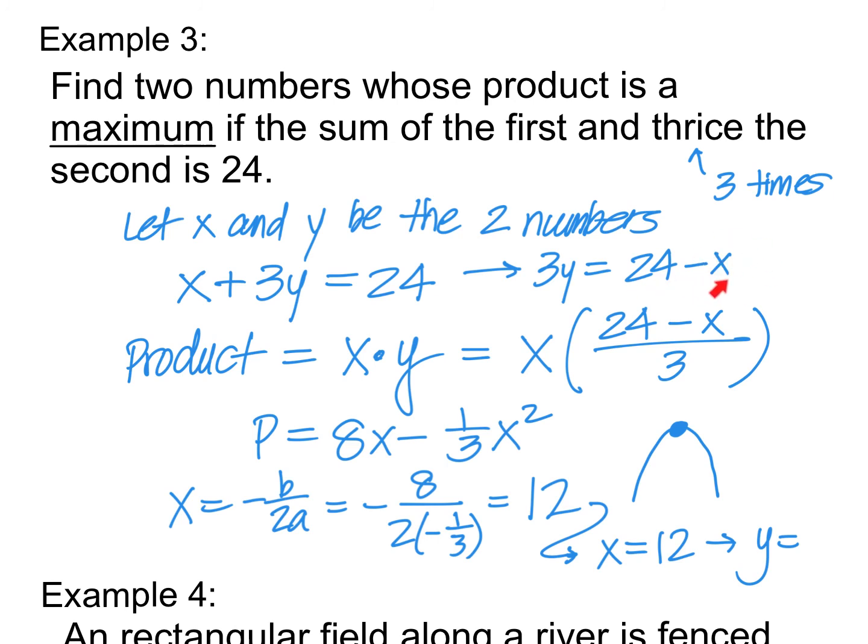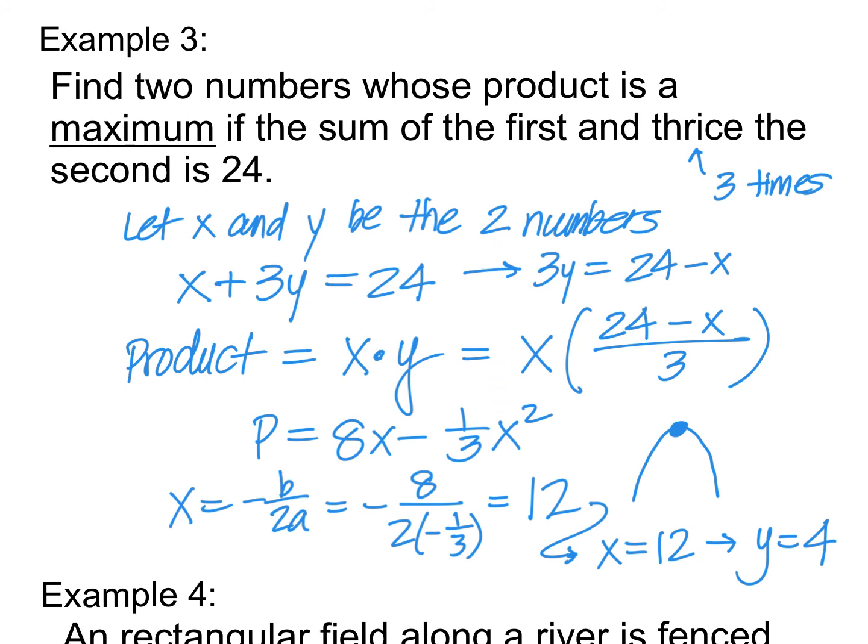24 minus 12 is 12. Divided by 3, and 12 divided by 3 is 4. So y is 4. So the 2 numbers are 12 and 4. These 2 numbers multiply to be the greatest product it can be, while fulfilling the requirement that the sum of the first and thrice the second is 24. So 12 plus 3 times 4 is indeed 24.